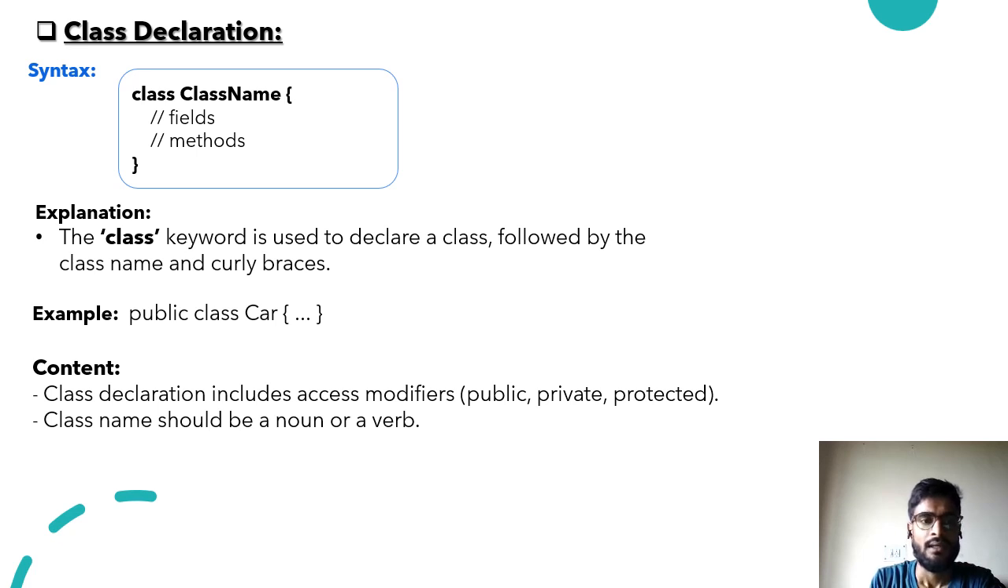Now, class declaration includes access modifiers like public, private, protected. And class name should be a noun or a verb, not anything else except this. Either may be a noun or a verb.